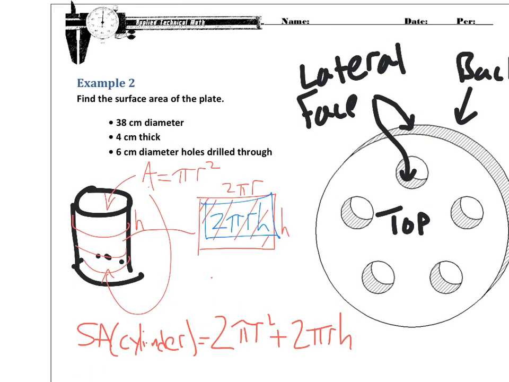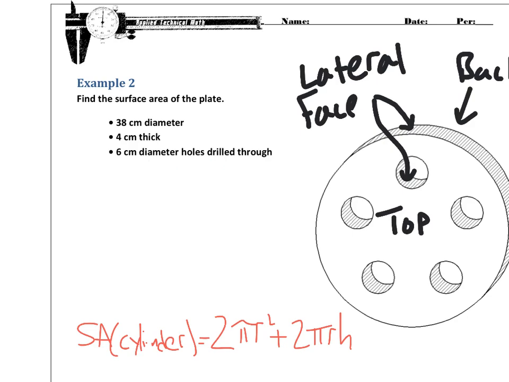So with that, we have our formula. Let's see how we can use it. Again, the part that we really will want here is this 2 pi r(h), because the top is not a complete circle. It's got some holes drilled in it. So let me take this formula and we'll chop it up a little bit.